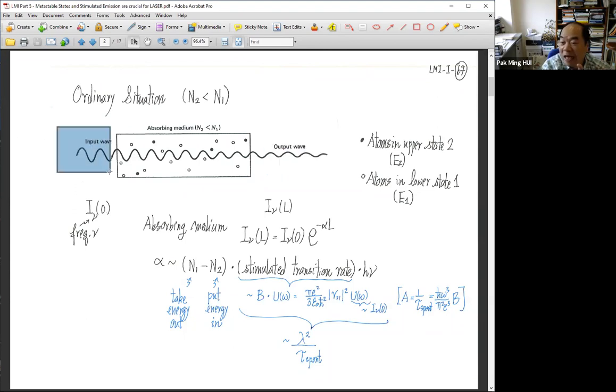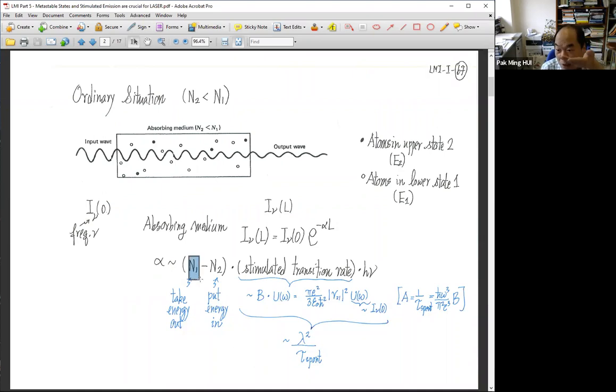The amplitude, the intensity is proportional to the number of photons you have. That is the ordinary situation. And for those of you who like mathematics, you can try to work it out. If you have the intensity, here I use the frequency mu, okay? 0 means this position, L means that position, okay? And then you can think about a tiny slab first, dx, for example, okay? And then you can try to see how many absorption will occur.